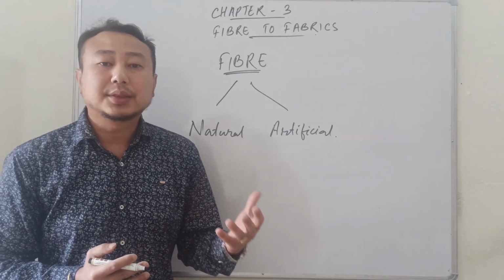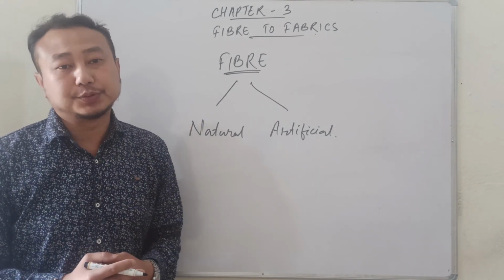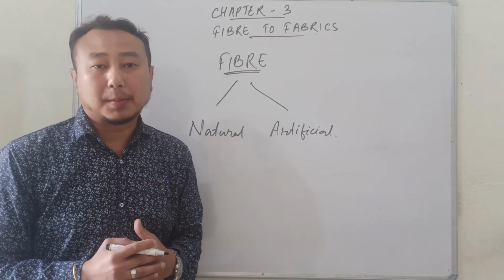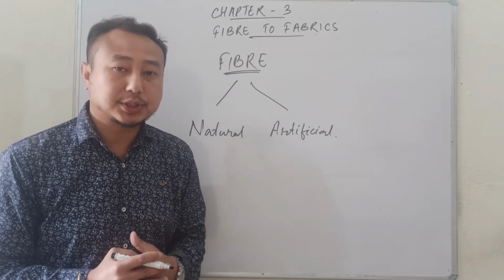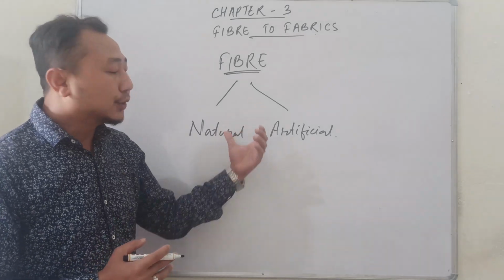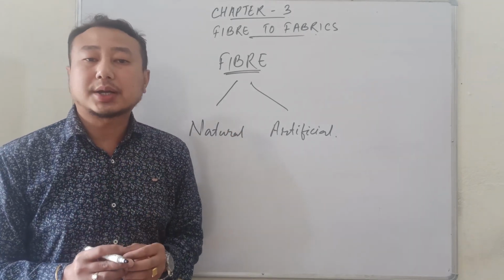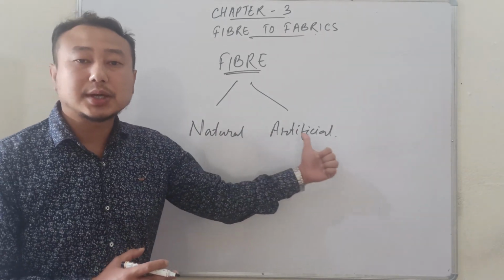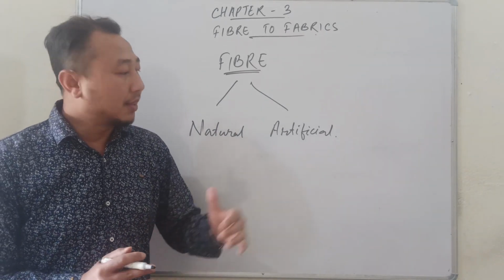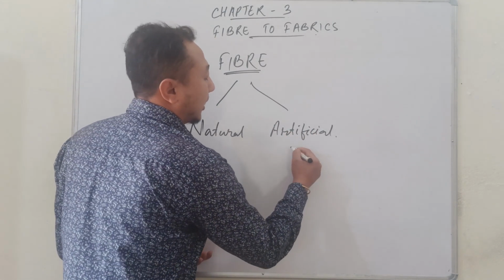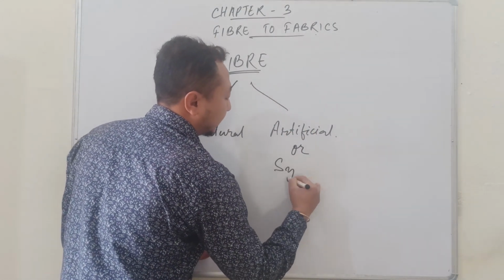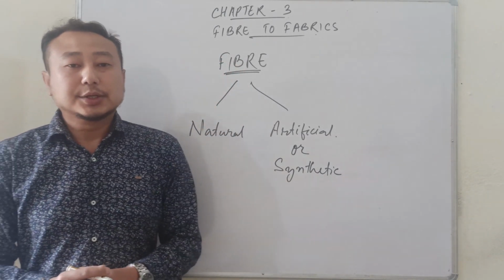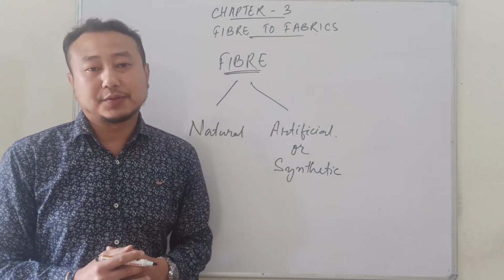For example, the silk fiber, for example, the cotton fiber. Artificial fibers are the ones that are made by men using chemical substances. So, according to the materials used for making them, the fibers are divided into natural fibers and artificial fibers. The artificial fibers are also known by another name, synthetic fibers. So, these are the types of fibers.